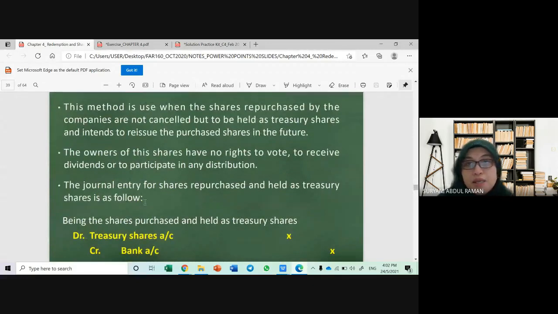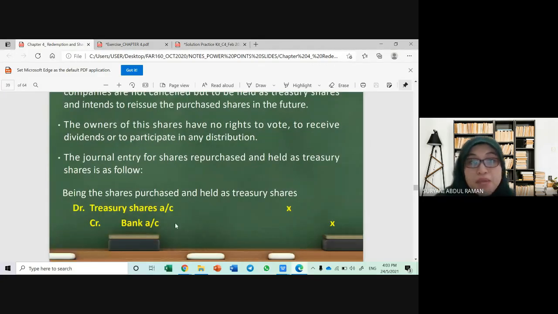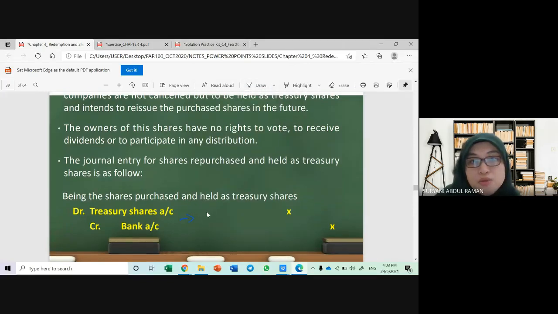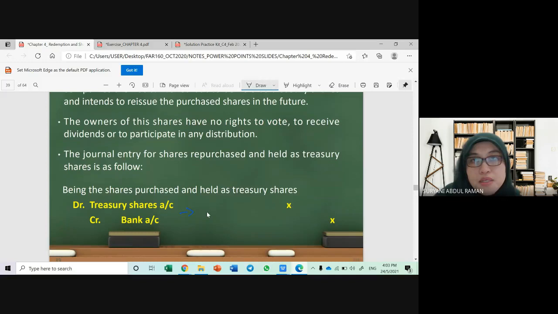So if the company buys it from the open market and keeps it as treasury shares, the transaction will be debit treasury shares, credit bank. So later on, if the company wants to sell, the double entry will be you have to credit. Sorry, it's not here. I'm using a different color. So it will be credit the treasury shares. If you want to sell, you will credit the treasury shares and you will get money, so you will debit bank.